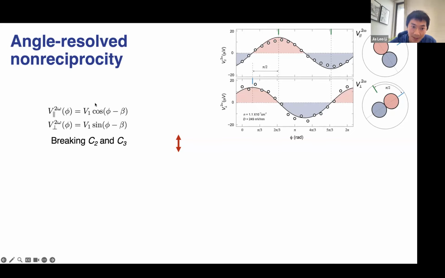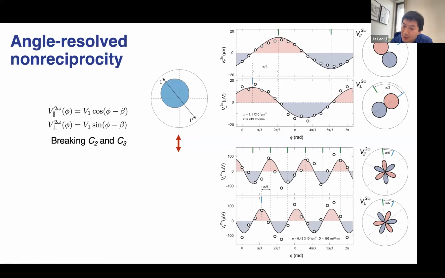So they can be expressed by this equation, right? V1 is the amplitude, and the beta here is the direction of the mirror axis, right? And the phase shift is naturally captured by the cosine and sine function, because the transverse channel is asymmetrical along the mirror axis, and the longitudinal response is symmetric around the mirror plane. Okay, so that's consistent with the one mirror axis.